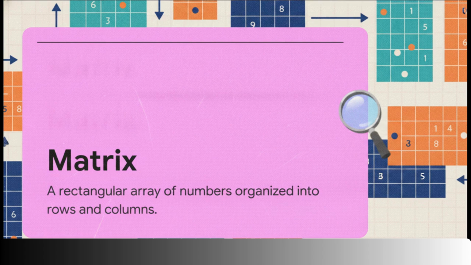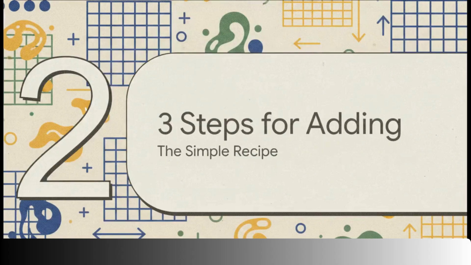We organize these numbers into rows, which run left to right, and columns, which run up and down. And each individual number inside this grid, that's called an element or an entry. So when we talk about the size of a matrix, we're literally just counting its rows and columns. Moving on to part 2, the 3 steps for adding matrices, the simple recipe.